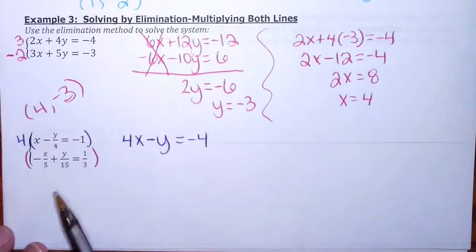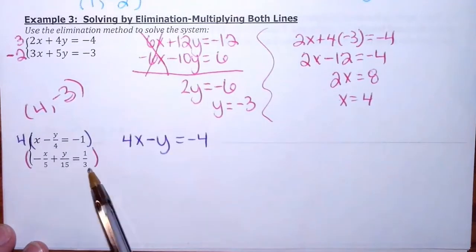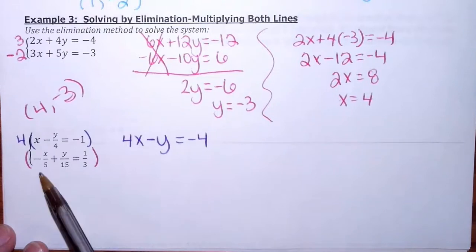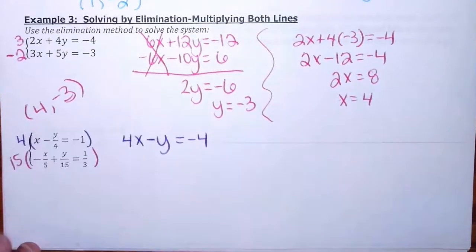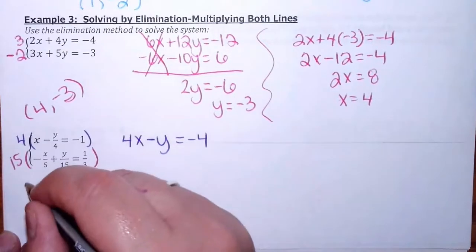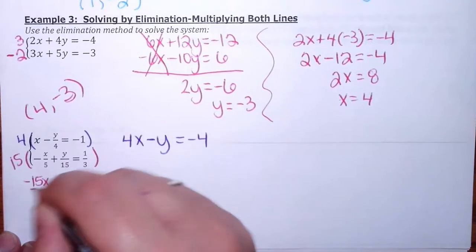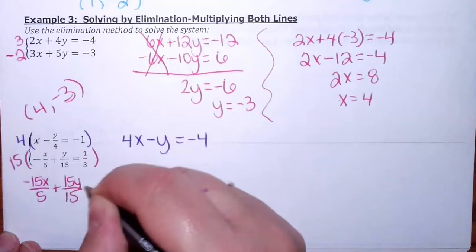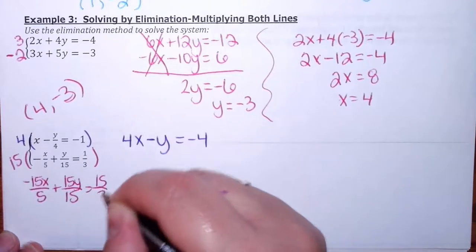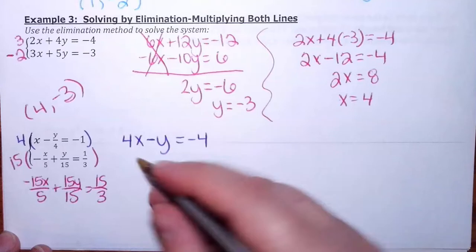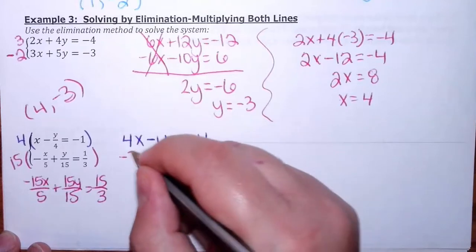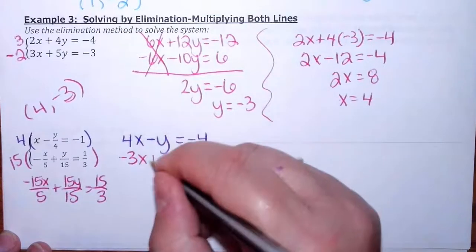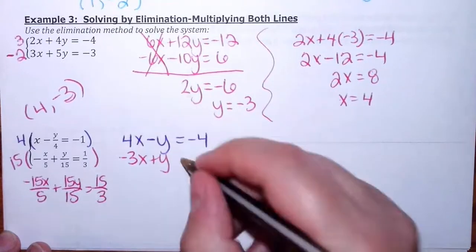Now, I would argue to you here, this is a little bit trickier, this one on the bottom. But I'm trying to find a number all 3 of those would go into, so I would recommend 15 there. And I'm just going to write this underneath so you guys can see this. So it'd be negative 15x over 5, 15y over 15, and then 15 over 3. So I'm just going to write it up here underneath the line. That first term would just be negative 3x plus y, and then 15 divided by 3 is 5.